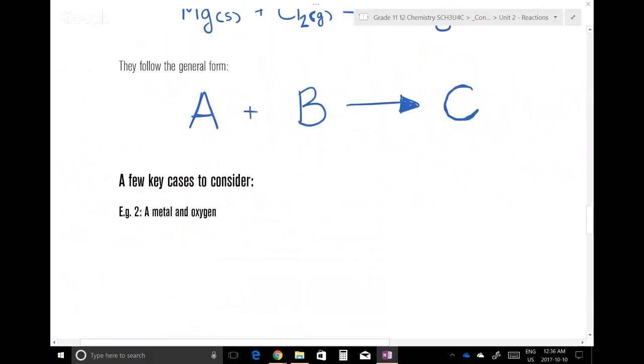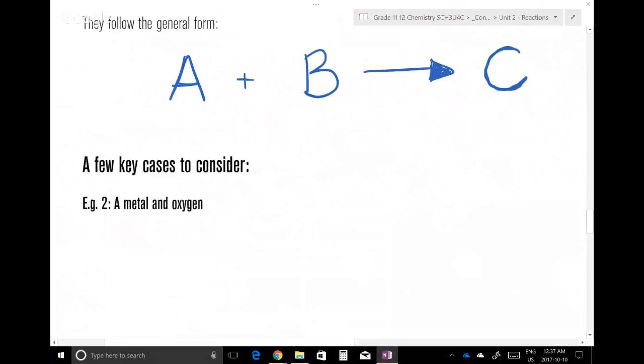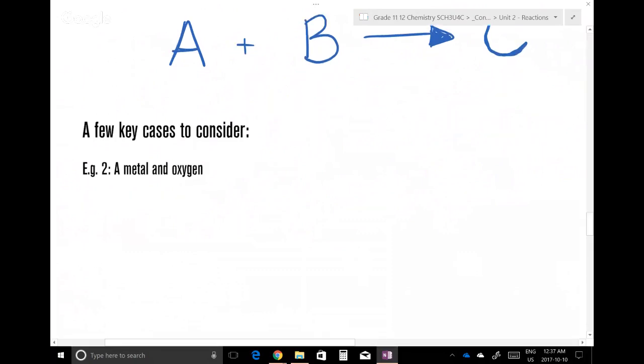So, sticking with that, I want to look at a couple key examples. We're going to talk about these, and it may be a little confusing, but just bear with me. So what will be easy? Well, we always said when a metal and non-metal react, it's just going to be ionic. So if we did a metal and oxygen, we're going to end up getting a metal oxide. A metal oxide. Makes sense, right?